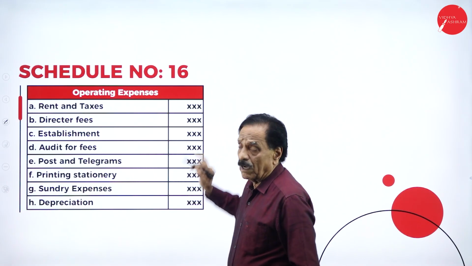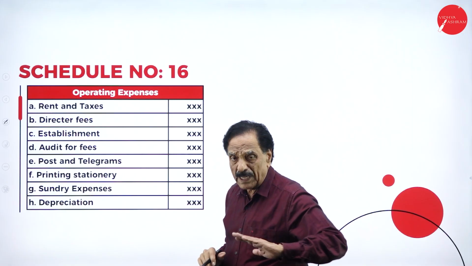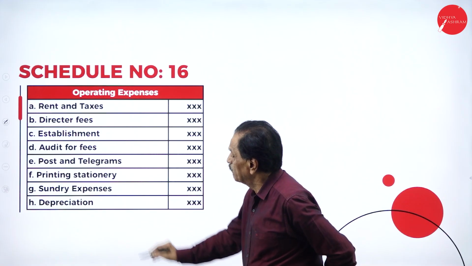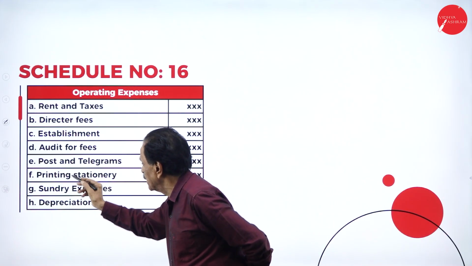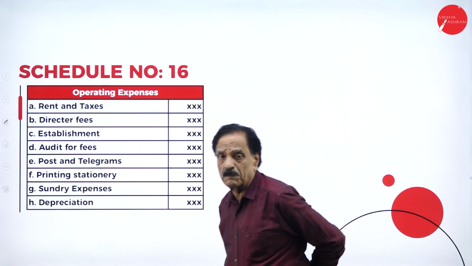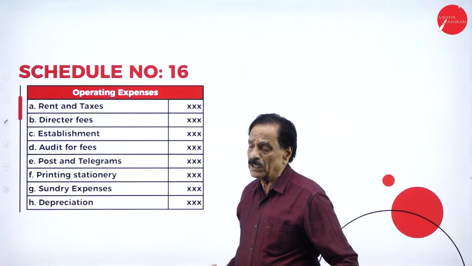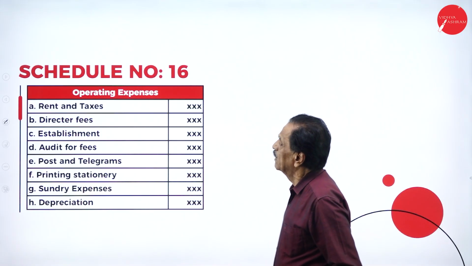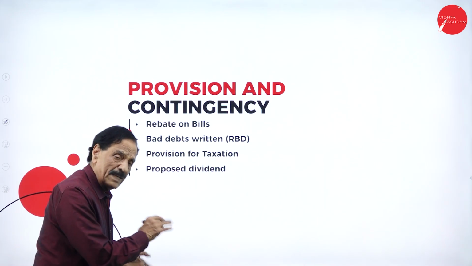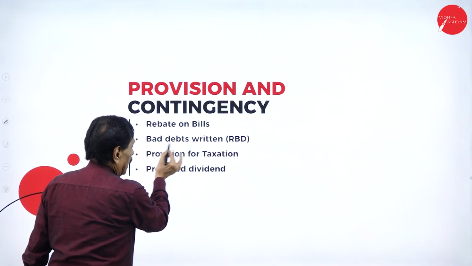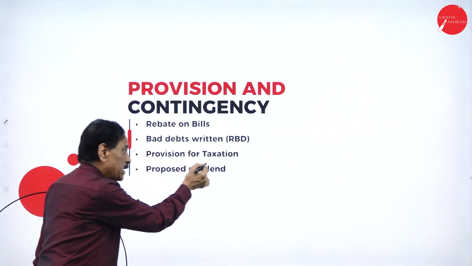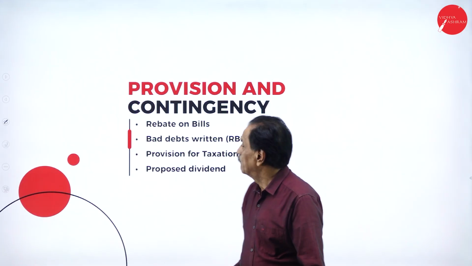Schedule number 16, operating expenses of the banking company: rent and taxes, director fees, establishment, auditor fees, post and telegram, printing and stationery, sundry expenses and depreciation. Any other regular expenditure will be taken into account. Then provision and contingency will be given in the adjustment. I will explain: rebate on bills, bad debts written off, provision for taxation and proposed dividend, which is calculated on paid up capital. We'll move on.